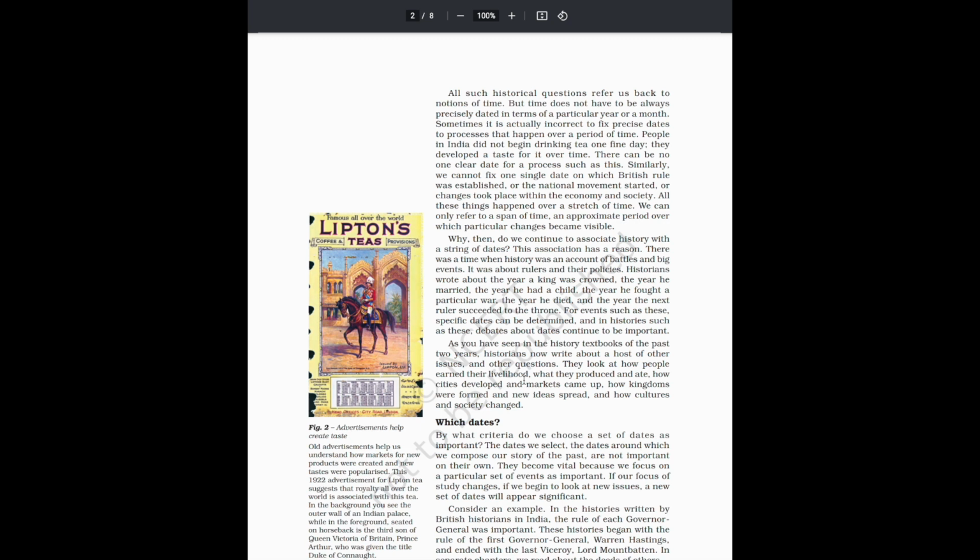Similarly, we cannot fix one single date on which British rule was established, or the national movement started, or changes took place within the economy and society. All these things happened over a stretch of time. We can only refer to a span of time, an approximate period over which particular changes became visible. Why, then, do we continue to associate history with a string of dates?